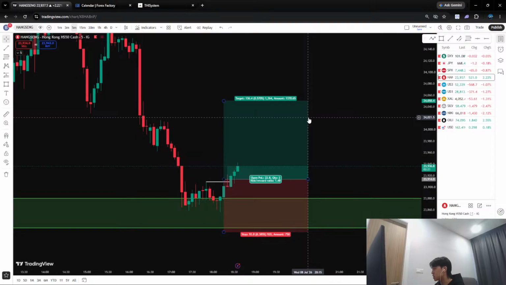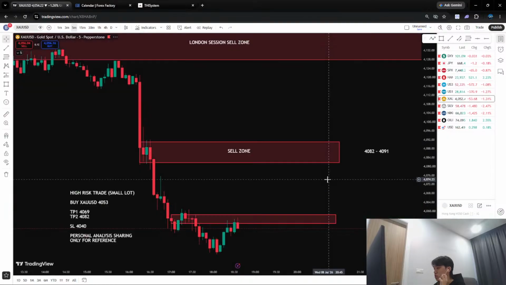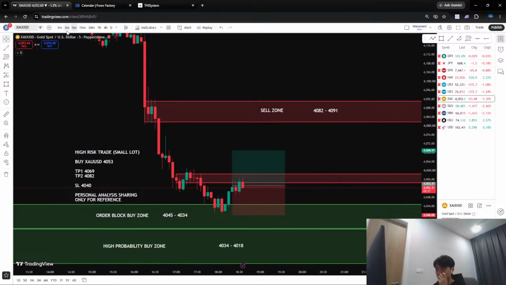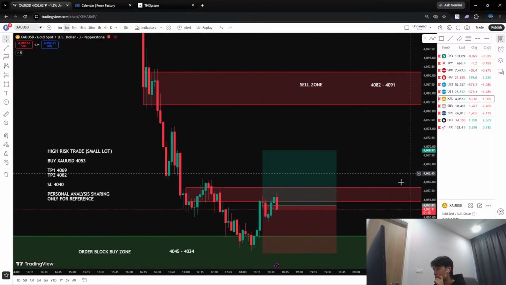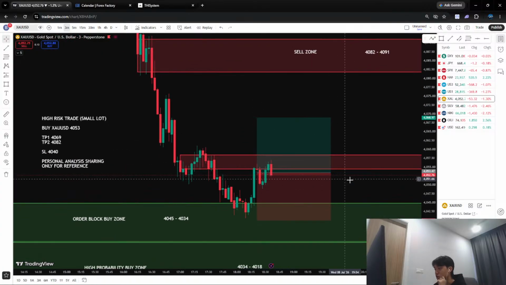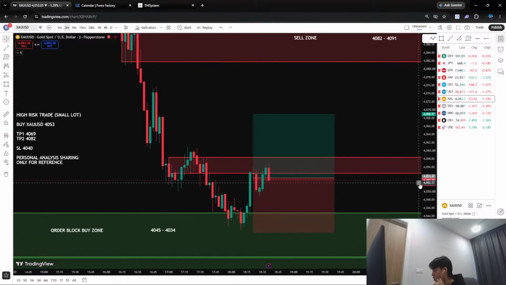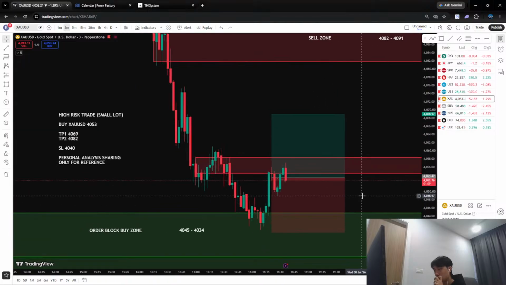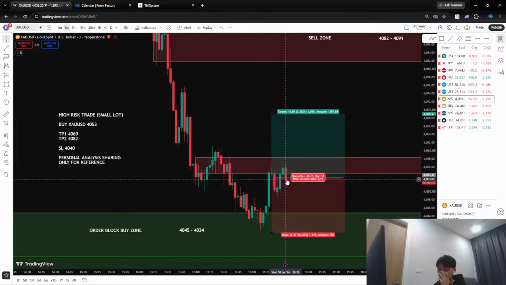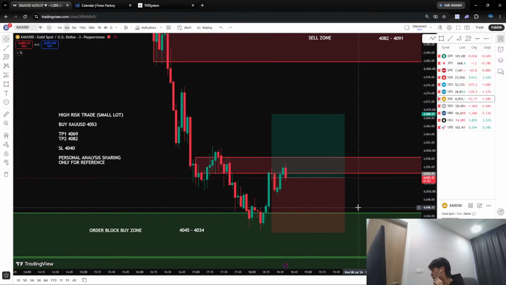Let's see. Gold is a little bit unstable. It's still rejecting from this sell zone that I gave. This sell zone is not a very strong sell zone, but it is still a sell zone, so there will still be a little bit of pullback when price enters this zone.